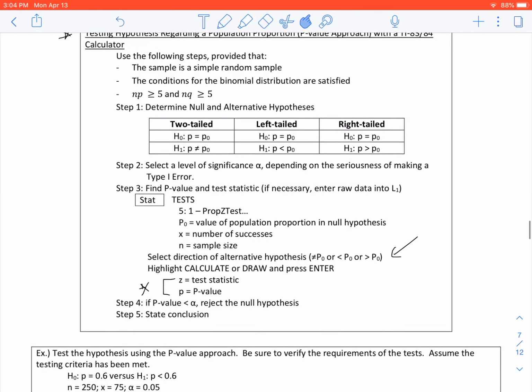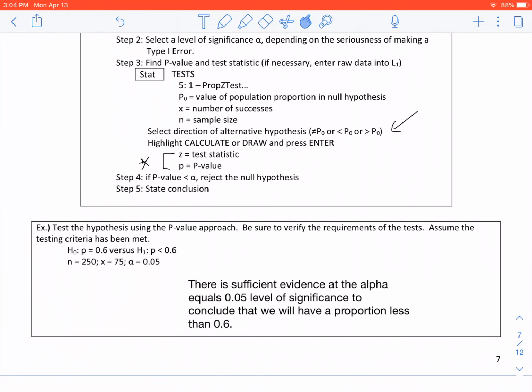So we have a short example first. This isn't really what you would see on a test or on a quiz, but it gets us used to using the calculator. It says test the hypothesis using the p-value approach. Be sure to verify the requirements of the test. I'm going to cross off that second sentence and go with the next one. It says assume that the testing criteria has been met. So first you'd have to come up with your null and alternative hypotheses after verifying that the test can be conducted, but they give those to us. We have p is equal to 0.6, and our alternative is p is less than 0.6.